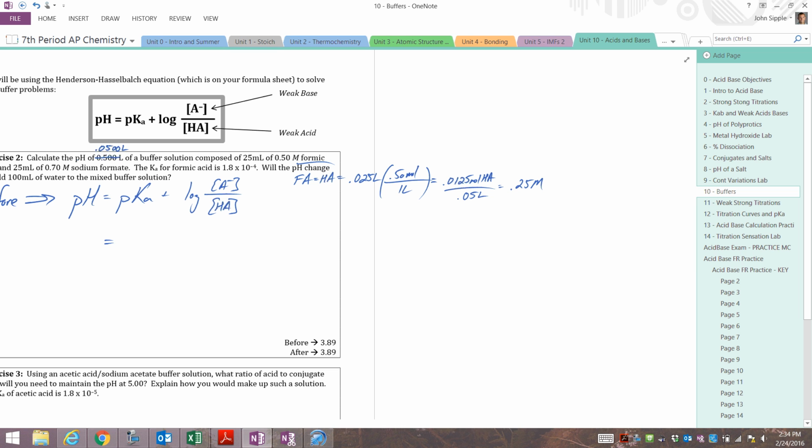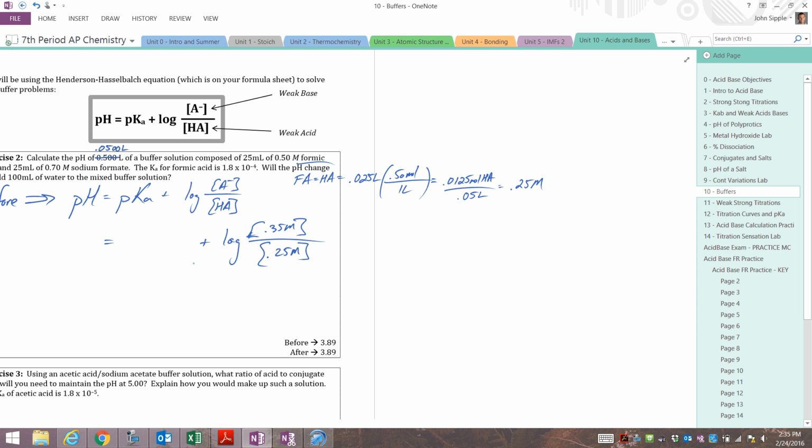Are we okay with that? So we've got that figured out. The log of our A minus is going to be 0.35 molar over our 0.35 molar HA. Now the pKa. Do you guys remember pKa from that one homework question? It was asking about relative strengths of acids, and it gave you all the pKa values. Well, the pKa is just minus the log of the Ka value.